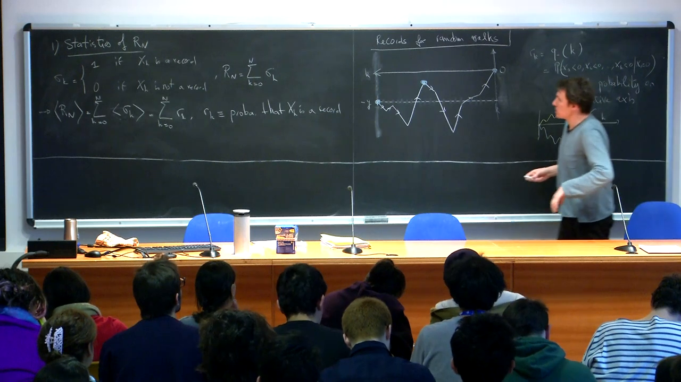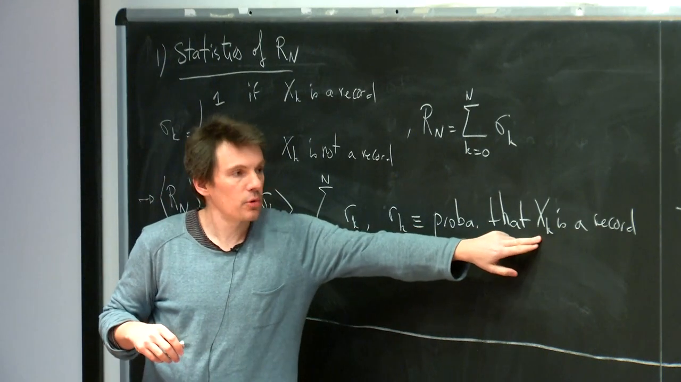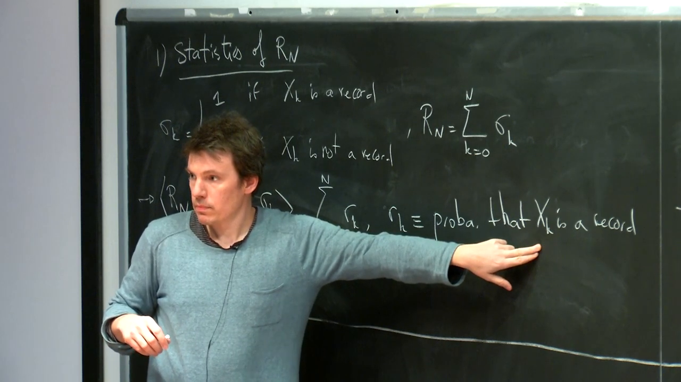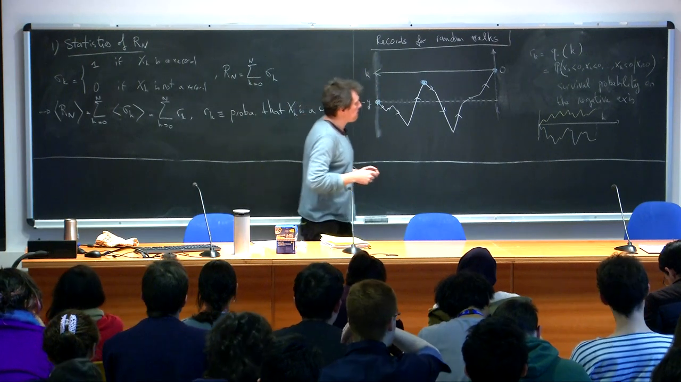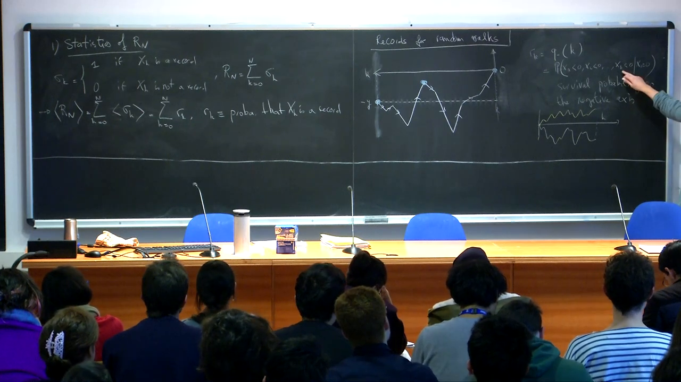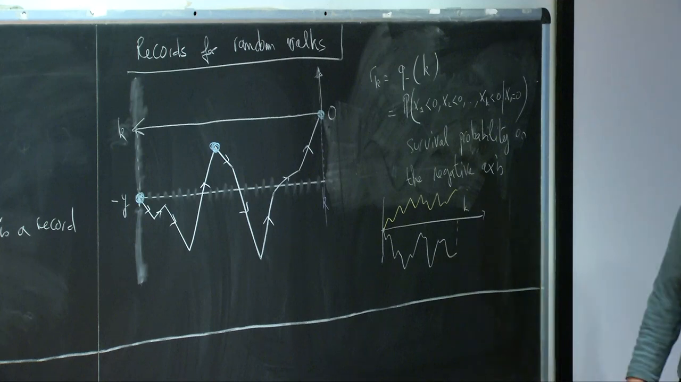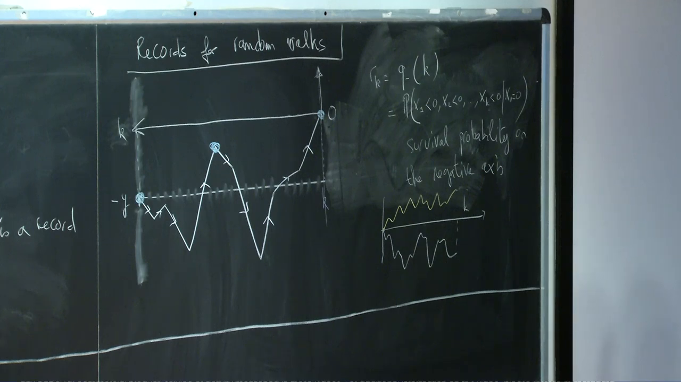Here I really consider the case where I'm going up to step k, so I really want xk to be a record. They all need to be negative here, right? The first one is zero, and all the others have to be strictly smaller than zero. Yeah, exactly.